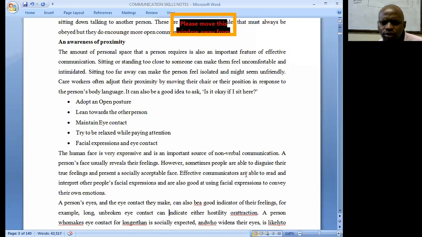Effective communicators are able to read and interpret other people's facial expressions and are also good at using facial expressions. So sometimes it is always important for you. If you are a good communicator, you will be able to understand what the other party is doing or what the other party is up to by just looking at the face. So we have those people who are always good at looking at the expression of the other person and are able to convey what they mean, to convey their emotions so that they'll be able to interpret some of those emotions. A person's eyes and the eye contact they make can also be a good indicator of their feelings.